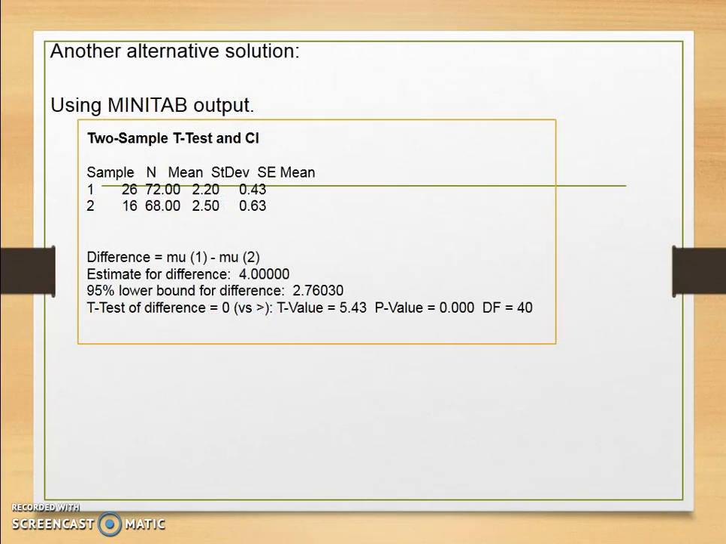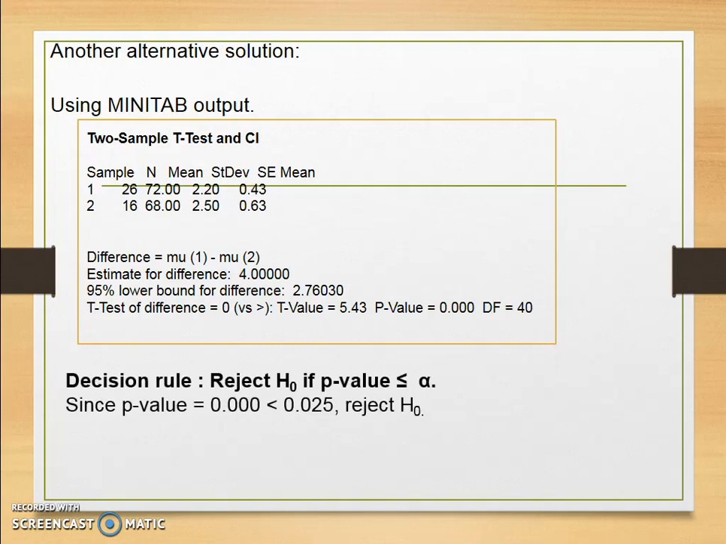Another alternative solution, using Minitab output. Decision rule: reject the null hypothesis if p-value is less than or equal to alpha.